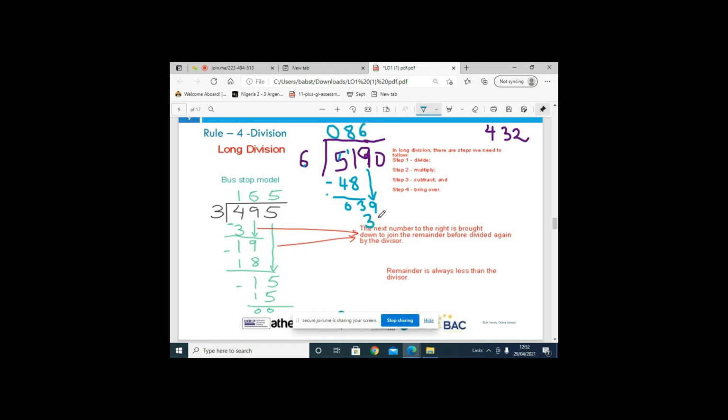You don't put 36 here. You take it away again. That gives 3. Then you bring that 0 down. 6 in 30, that's 5. So 6 times 5 is 30. You put 30 there. You take it away and it's 0. That's the answer. So the answer is going to be 865.